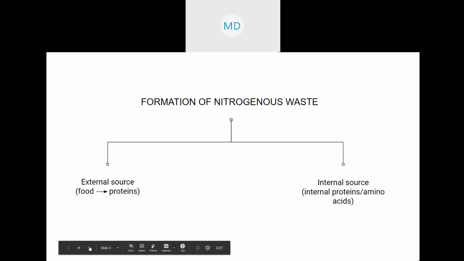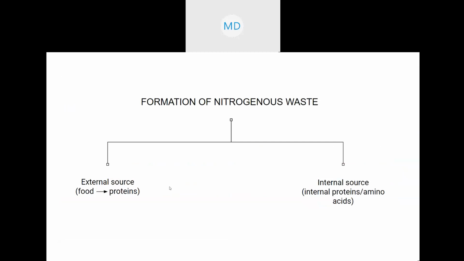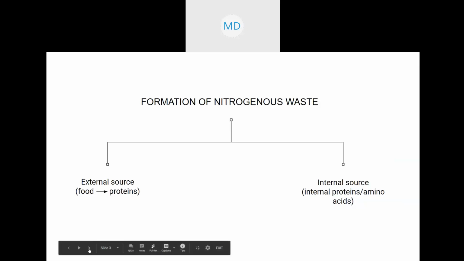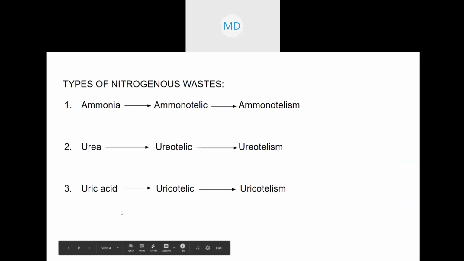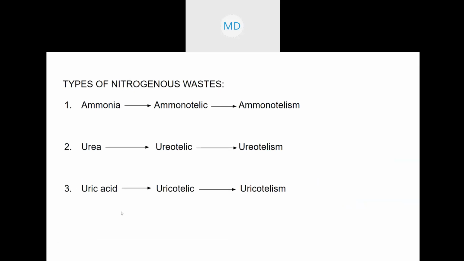The next was formation of nitrogenous waste. There were two sources: external and internal. The external source was the protein part of the food which we take, and the internal source was the already existing internal proteins and amino acids, right? Then the types of nitrogenous waste: there were three types, ammonia, urea, and uric acid. Ammonia is highly toxic, and uric acid is the least toxic.